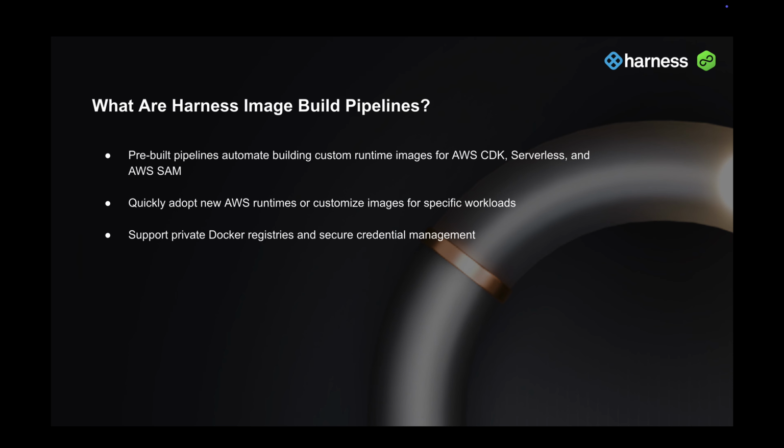These pipelines support multiple programming runtimes, including Python, Java, .NET, and Go. They produce consistent, reproducible container images pushed automatically to your registry. Harness runs build steps inside Kubernetes for security and scalability.